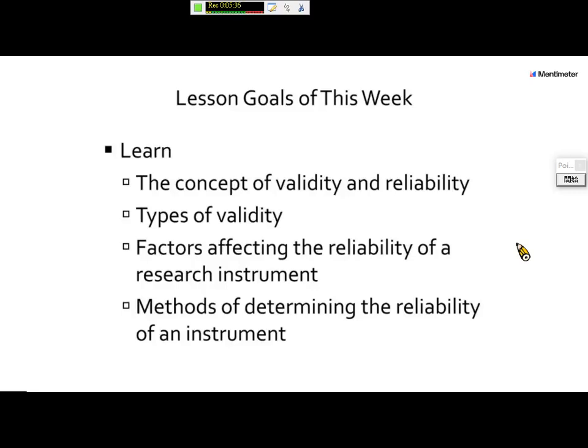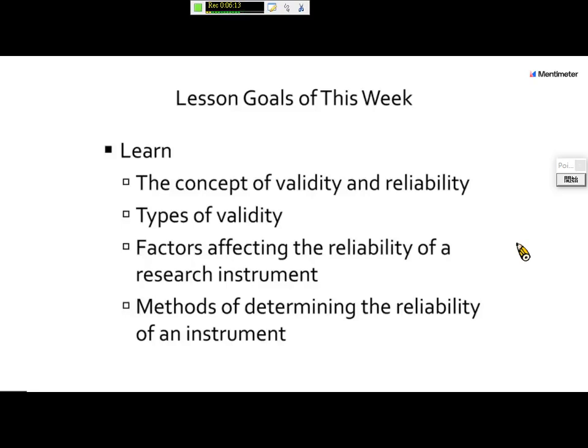Second one, we will learn the types of validity. Basically, there are two general types: internal validity and external validity. Of course, there are some other types you can refer to. If you learn statistics, then there will be statistical validity, but that's another story. For general understanding, internal validity and external validity will be good enough. Okay? And you will learn the factors affecting the reliability of the research instrument.